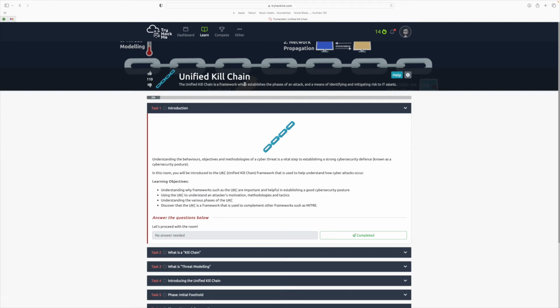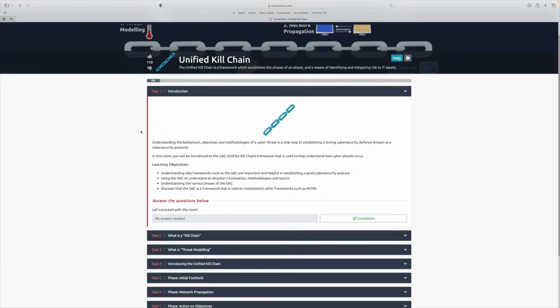Today we're going to complete the lab Unified Kill Chain. So let's get started. Task 1 just introduces the objective for today. We're going to understand why frameworks such as the UKC are important and helpful in establishing a good cybersecurity posture.